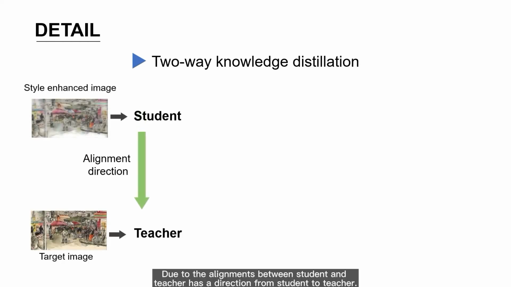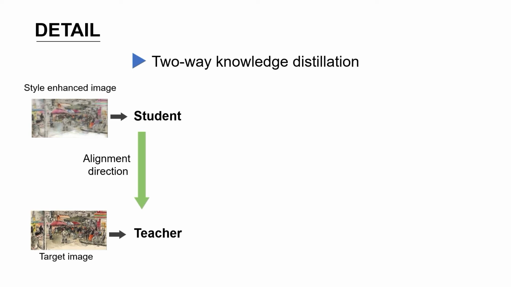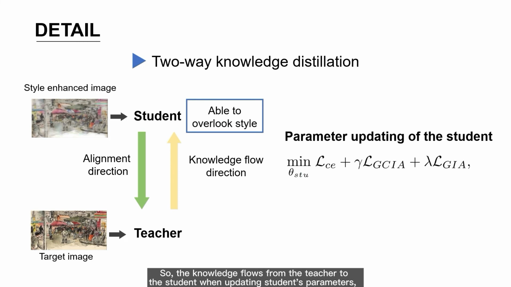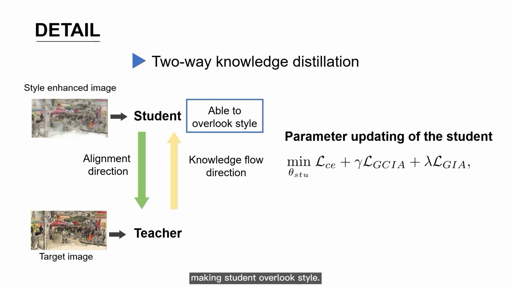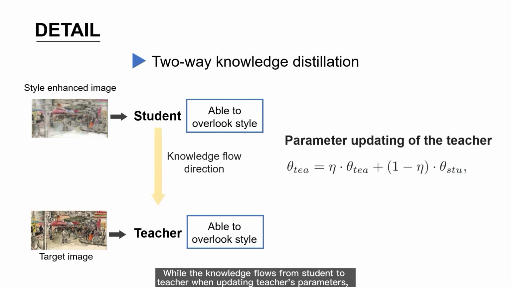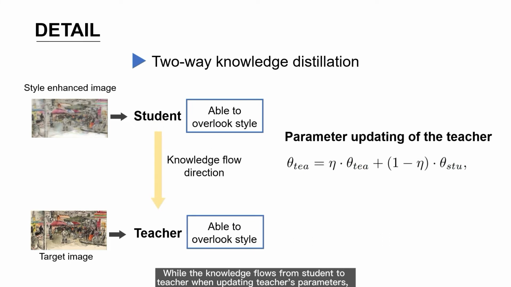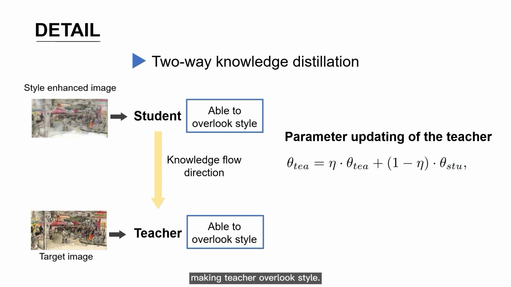The model achieves a two-way knowledge distillation. Due to the alignment between the student and the teacher having a direction from student to teacher, the knowledge flows from the teacher to the student when updating the student's parameters, making the student overlook style. While the knowledge flows from the student to the teacher when updating the teacher's parameters, making the teacher overlook style.